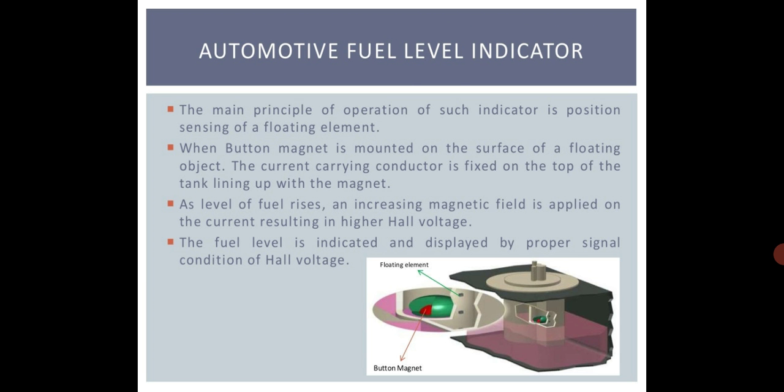So automotive fuel level indicator. The main principle of operation of such indicator is position sensing of floating element. A button magnet is mounted on the surface of the floating object, and the current carrying conductor is fixed on the top of the tank lining up with the magnet as shown in the figure. As the level of the fuel rises, an increasing magnetic field is there, resulting in higher Hall voltage. So depending on that, we can come to know whether the tank is filled up or not.